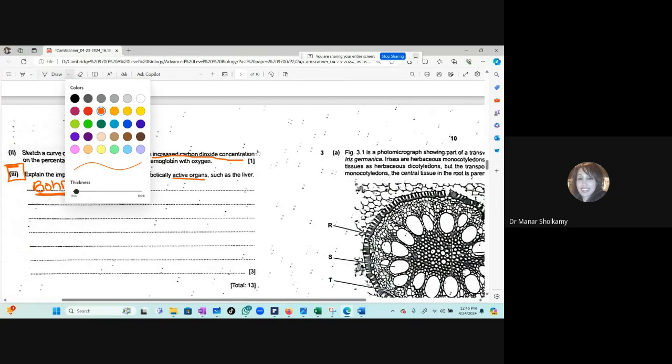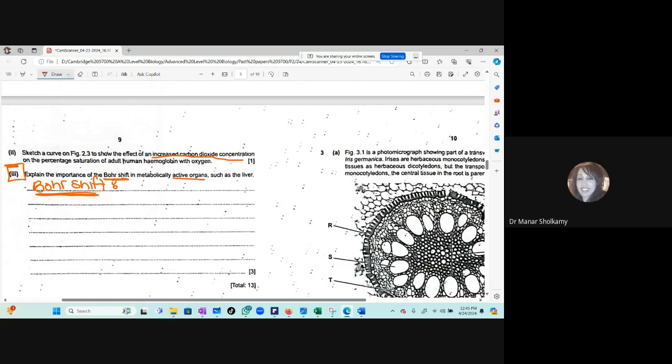Adham, what is the Bohr shift? The Bohr shift is when the graph of the partial pressure of oxygen shifts either to the right or to the left. Very good. Why didn't you give me an answer? Bohr shift, from the name, it's the shifting of the oxygen dissociation curve. So it is the shifting or the movement of the curve, either up or down, just like Adham said.